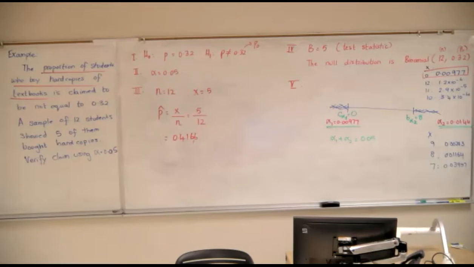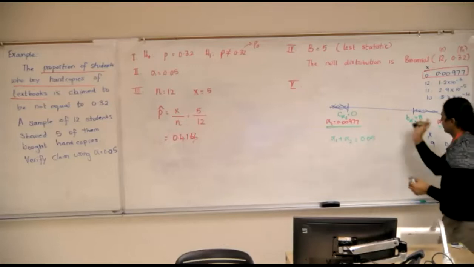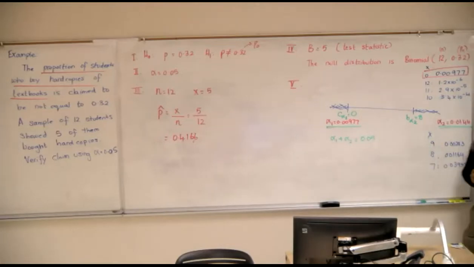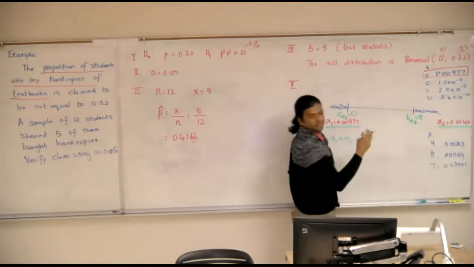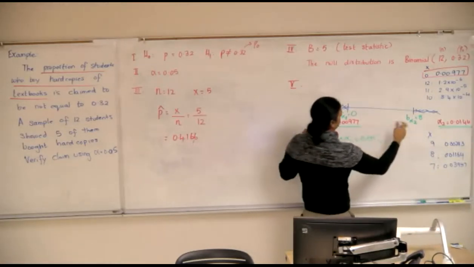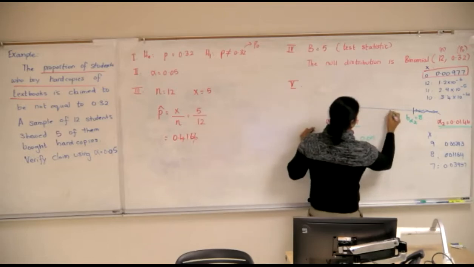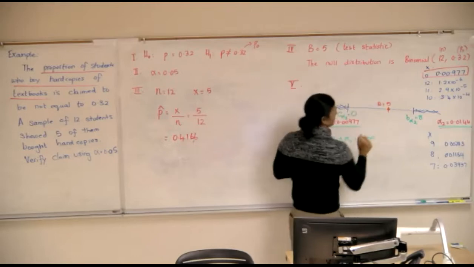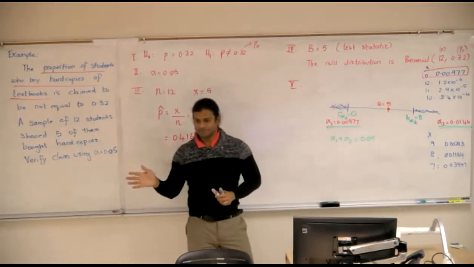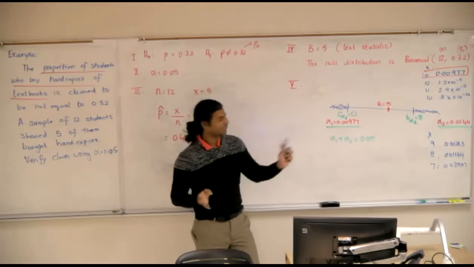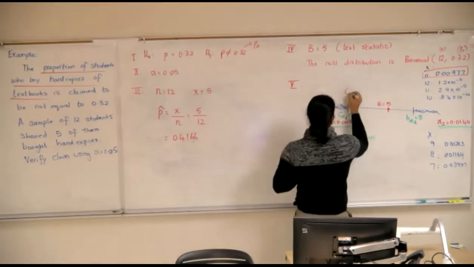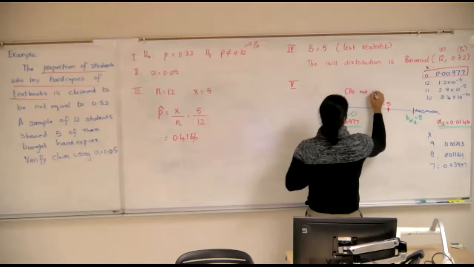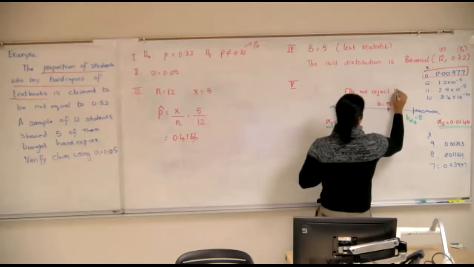Where is our test statistic? The test statistic is 5. Where does 5 fall? A little more than halfway down, so maybe right here. So should we reject the null? No, it doesn't fall in the rejection region. So do not reject.